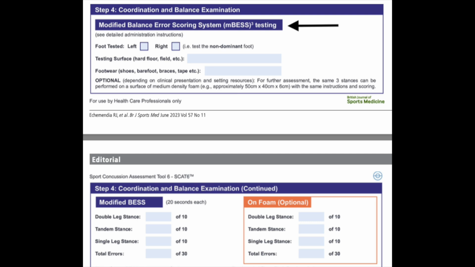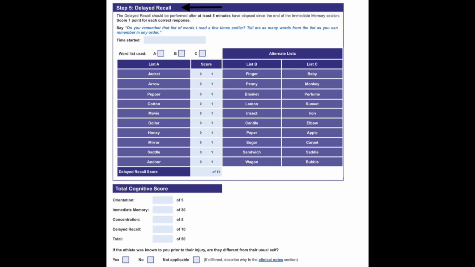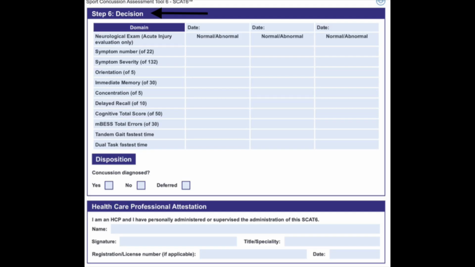This will include the BEST test, the tandem gait, and finally you'll have step 5, which is the delayed recall, your total cognitive score, and then lastly you'll have your step 6, which is decision making, and last, your healthcare professional attestation. So I'll start with some athlete demographics.